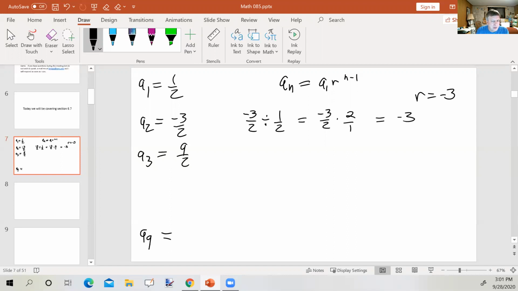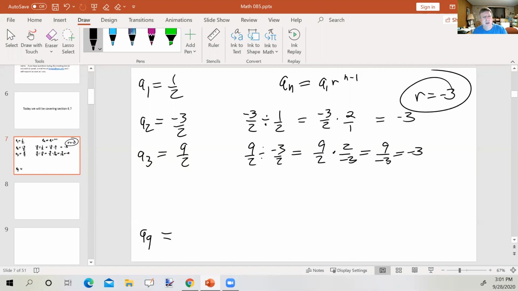If I'm not certain, I could double check that. I could take a sub 3 divided by a sub 2, which is 9/2 divided by negative 3/2, or 9/2 divided by 2 over negative 3, which is 9 over negative 3, which again is negative 3. So I've established the common ratio is negative 3.